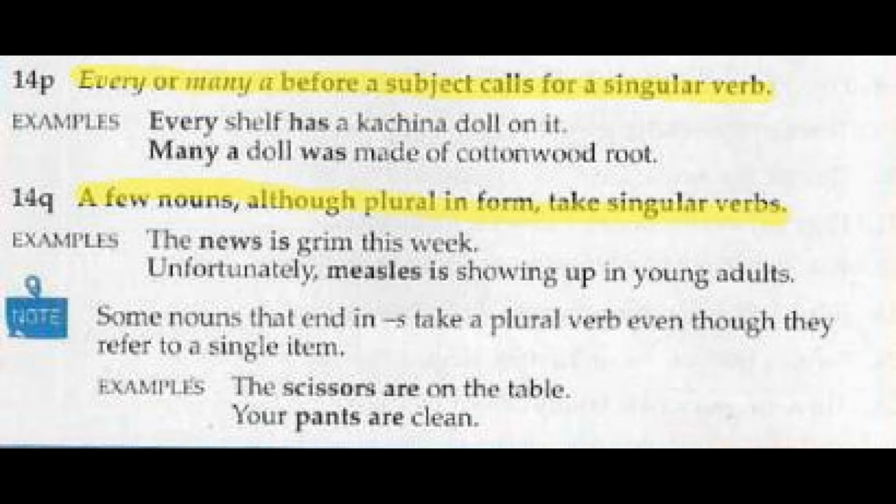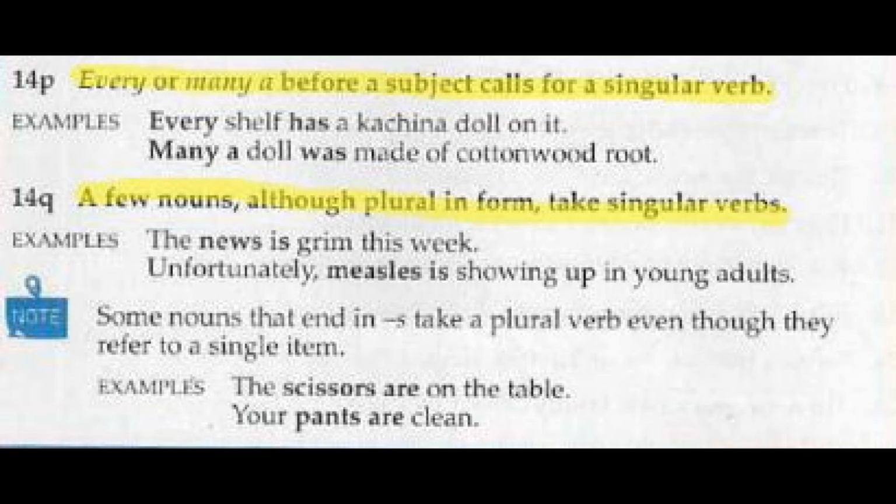Examples: The news is grim this week. Unfortunately, measles is showing up in young adults. Okay, some nouns that end in S take a plural verb even though they refer to a single item. Now this is really unique, but we use this type of phrasing all the time, so it won't sound odd to you. The scissors are on the table, or your pants are clean.